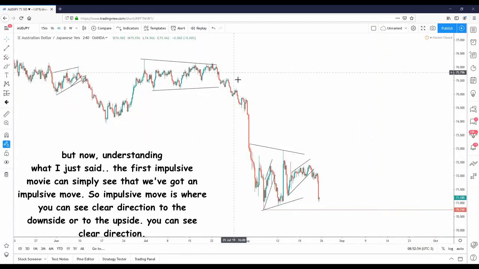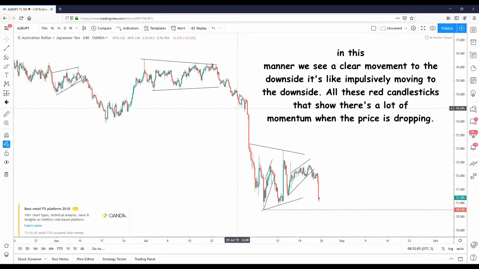The first impulsive move, you can simply see that we've got an impulsive movement. So an impulsive move is where you can see clear direction to the downside or to the upside. You can see clear direction. In this manner, we're seeing a clear movement to the downside. It's like impulsively moving to the downside. All these red candlesticks show there's a lot of momentum when the price is dropping.